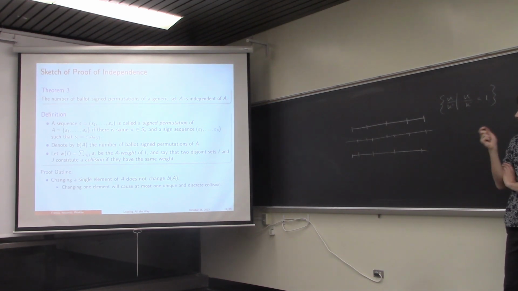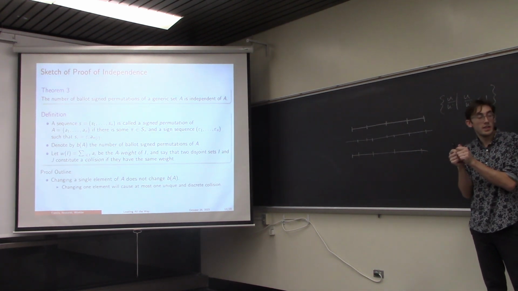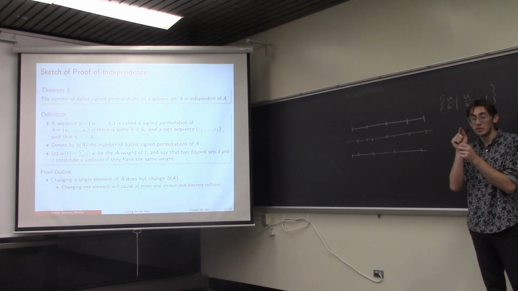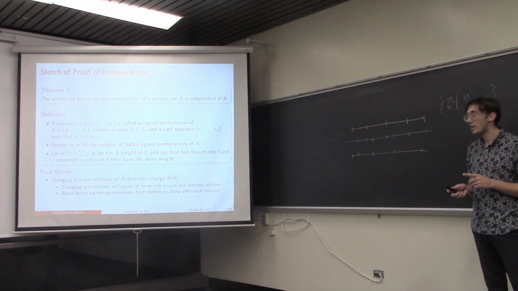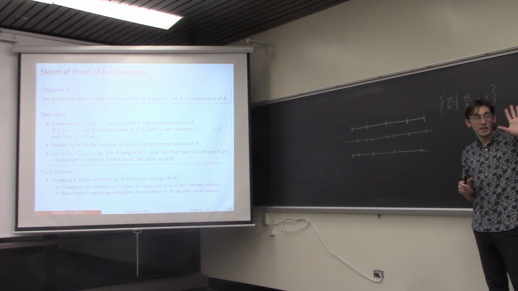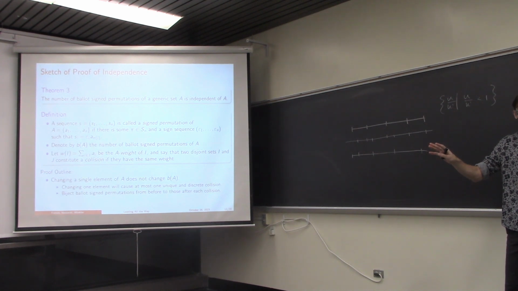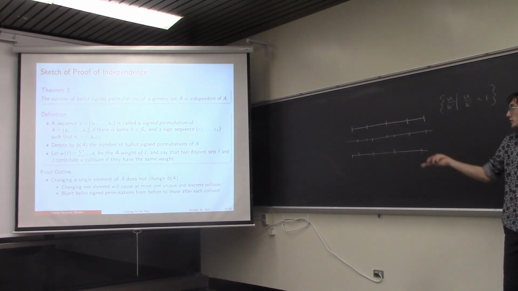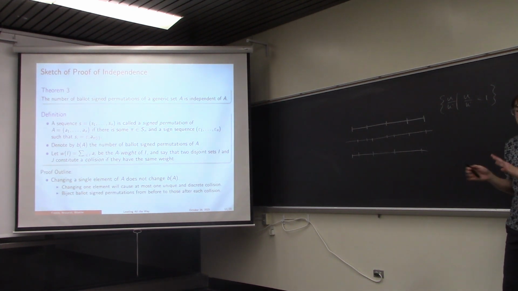The first thing is that changing one element will cause at most one unique and discrete collision. So if we change one element and we get a collision, that can only happen once, and it only happens in one place. That's the first thing. And the second thing is that we can biject the ballot sign permutations from before the collision to after the collision. So with these two facts, changing one element doesn't change B of A. Okay? And that's kind of the hard part.